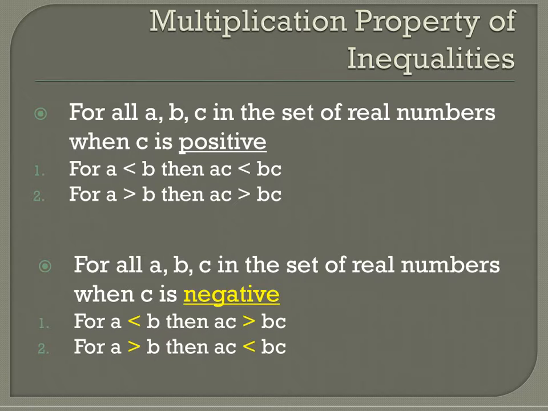But if that C is negative, I have to flip the inequality when I multiply or divide by that negative. So if I say some number A is less than some number B, and I multiply by a negative C, could be negative 2, whatever, you notice how it flips. So if it's greater than, it becomes less than. Again, that's only when I multiply or divide by a negative. I know it says multiplication here, and I'm going to give you a division property of inequality, but it's the same rules.